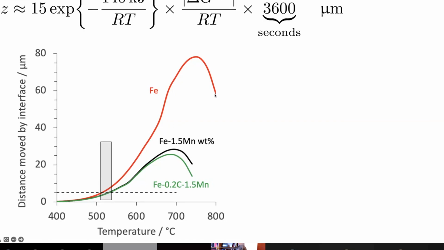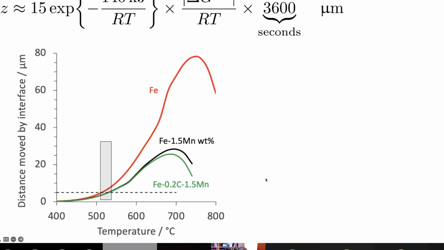So in pure iron, you will get very rapid movement of the interface. If you add 1.5 manganese, then basically this term is decreasing in magnitude. You're reducing the driving force for transformation from austenite to ferrite, and therefore you end up with a lower interfacial velocity, and carbon has a similar effect.